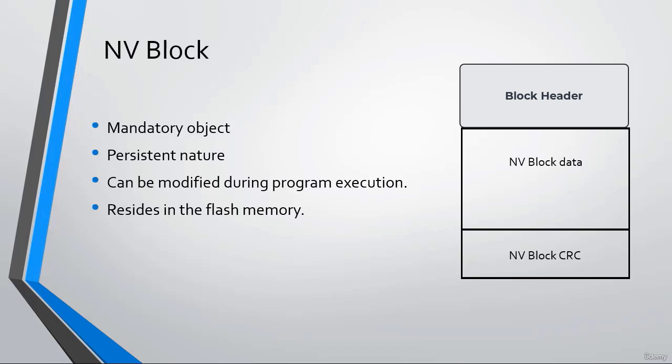And as you can guess, it resides in flash memory. I just told you it's part of NV memory. The CRC part, which is part of the NV block, is again optional. We can have an NV block without the CRC functionality.